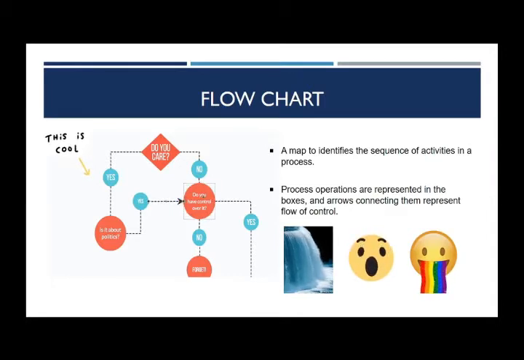A process's operations are represented in the boxes, and the arrows connecting them represent the flow of control. There are a few shapes that represent the step or action for the flowchart. Can you find out on yourself?